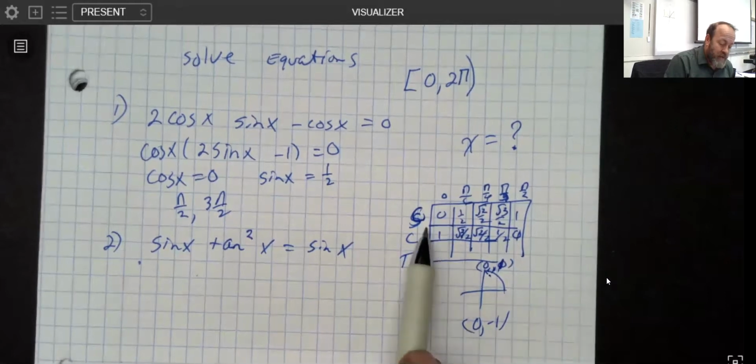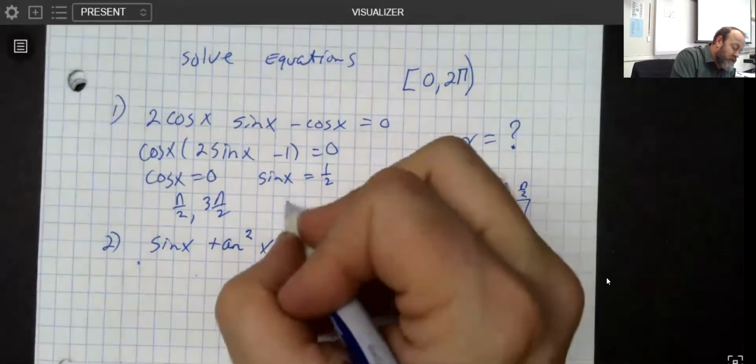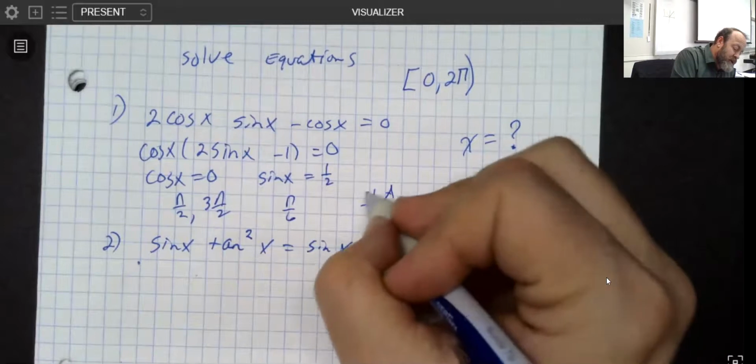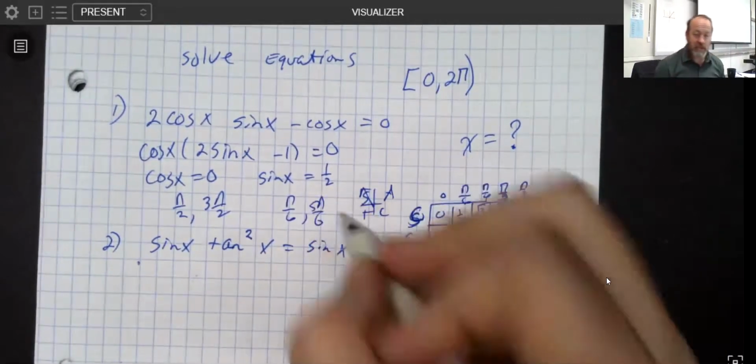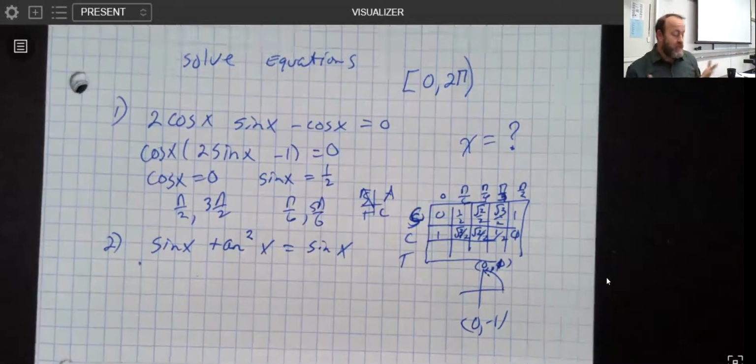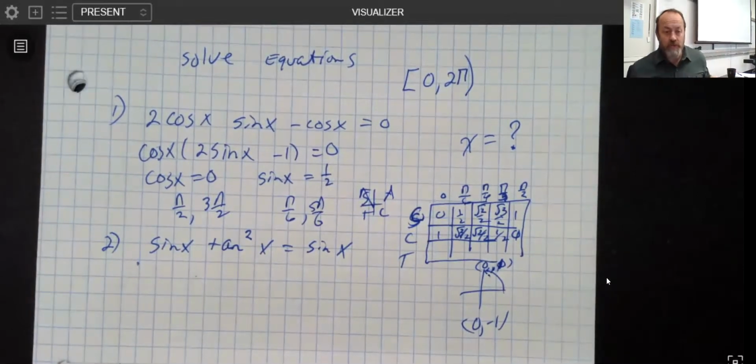And the sine would be 1/2 at pi over 6, but based on ASTC, there's a secondary piece right here at 5 pi over 6. So those are the two values, or actually the 4 values that would make sense.